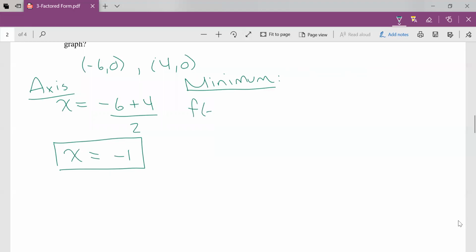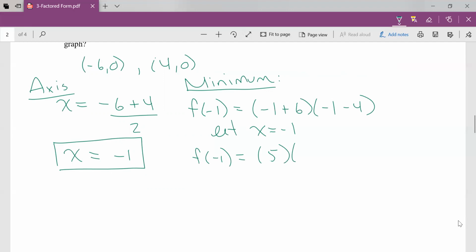So what I do is I say f of negative 1, and I plug that back into my function. I let x equal negative 1, if you want to think of it that way. That's exactly what we're doing. So f of negative 1 is 5 times negative 5. f of negative 1 is negative 25. There's my minimum value, just like that. Okay, so again, what would we do? We found our axis of symmetry first, and then we sub that into our function to find our minimum.